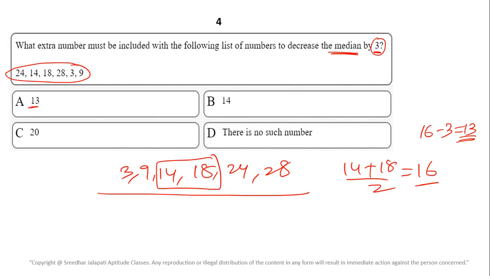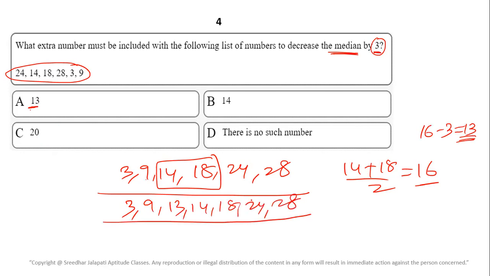Now, the best way to answer this question is by using the options. If I add 13, the elements become 3, 9, 13 comes here, 13, 14, 18, 24, 28. For this, the median is 14. Because now these are 7 elements, as there were actually 6 and we added one element, 13, and 13 appears here. Now these are 7 elements, median is 14. Now we want the median to be 13, right?